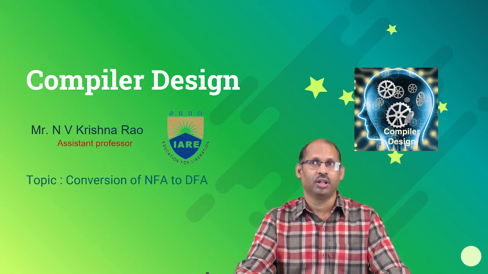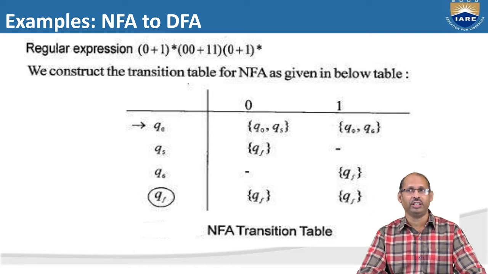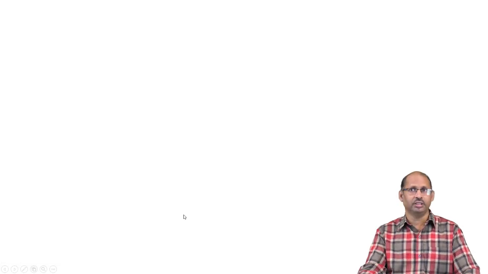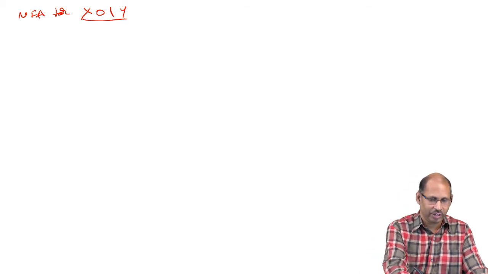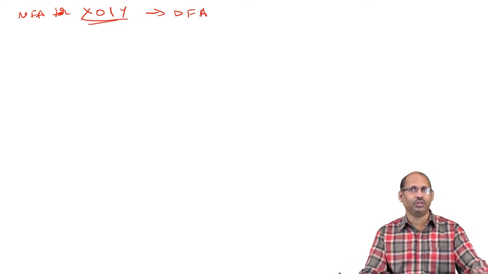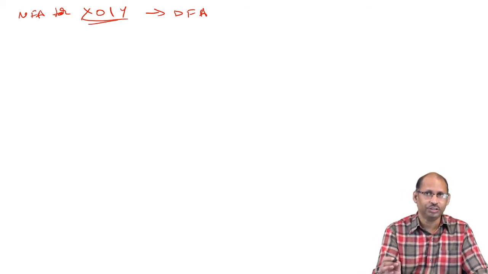Now here a problem is given, asking to convert an NFA to its respective DFA. First we'll take a simple problem. We are taking the NFA for x01y, and we convert this NFA to DFA. Writing the NFA is very simple.